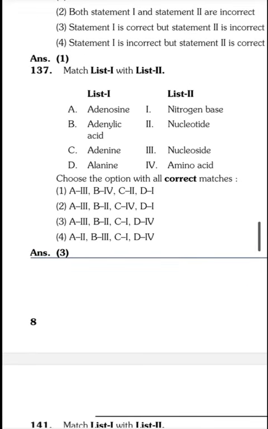Okay, next one is match the following. So this I have given as a table in the class, and I have told you what is nitrogen base spelling, nucleoside spelling, nucleotide spelling. So adenosine is a nucleoside. Adenylic acid is nucleotide. Adenine is nitrogen base. Alanine is amino acid. So the option is A3, B2, C1, D4.